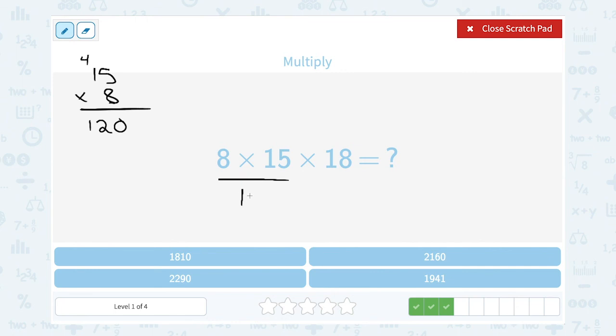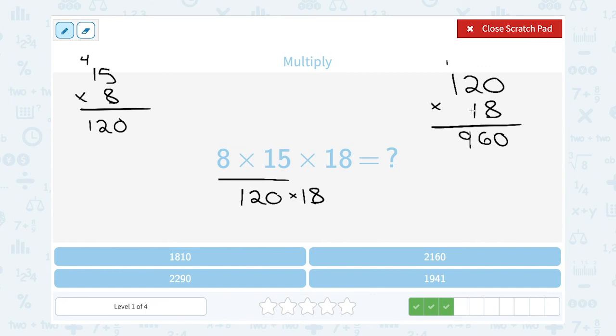Okay, so I have 120 for the first two, and then I still have to take that number and multiply it by 18. Okay, so over here, I'm going to say 120 times 18. So first I'm going to take my ones place, 8, and multiply it by all three numbers. Well, 8 times 0 is 0. 8 times 2 is 16, so 6, carry the 1. 8 times 1 is 8, plus the extra 1 is 9.